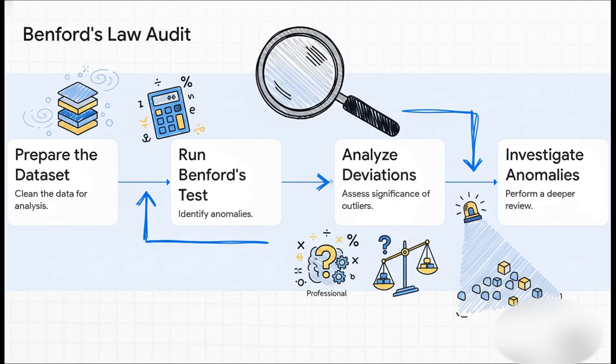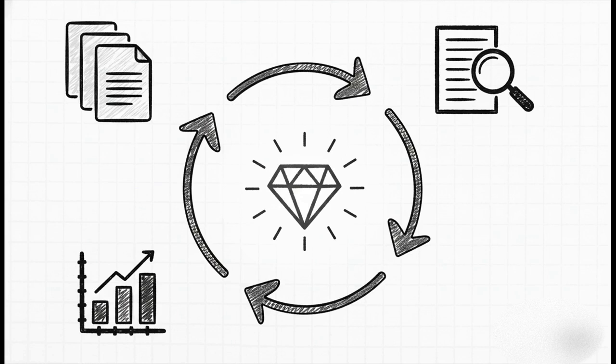So, auditors have a whole process for this. First, they prepare the dataset. Then they run the Benford's test. After that, they analyze any weird deviations. And finally, they investigate those anomalies. It's not a magic bullet that proves fraud, but it's an incredibly powerful tool that tells them exactly where to focus their investigation.